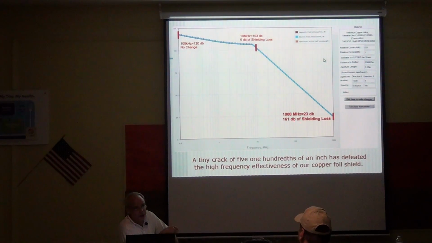I was really shocked when I first ran these numbers, and I went back and ran them several times and did some checking with some other folks. And these numbers are awful when you've got a gap. So a tiny crack of 5/100ths of an inch has essentially defeated the high frequency range of our copper foil shield.